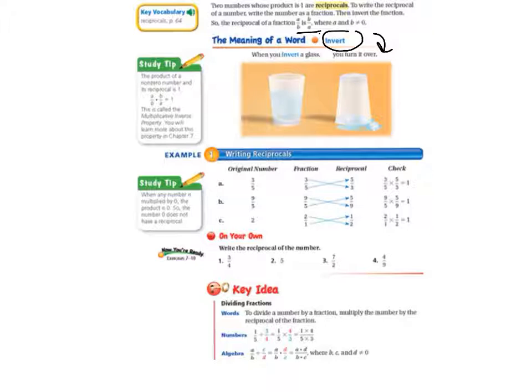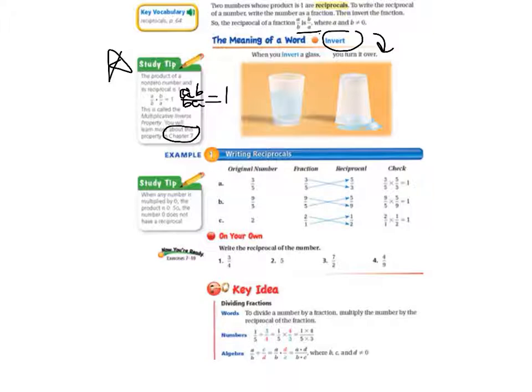So your study tip over here says the product of a non-zero number and its reciprocal is 1. A over b times b over a equals 1. And that makes sense because when you multiply that, you have a b over b a. And we know that AB is the same as BA, and anything over itself equals 1. So this is also called the multiplicative inverse property, which is a crazy name, but we can call it that anyway. And we'll learn more about that property in Chapter 7, so you have that to look forward to.